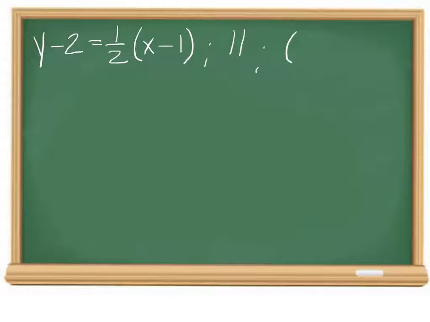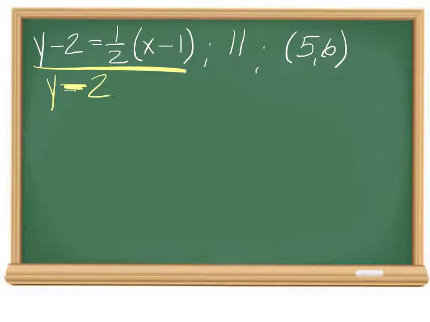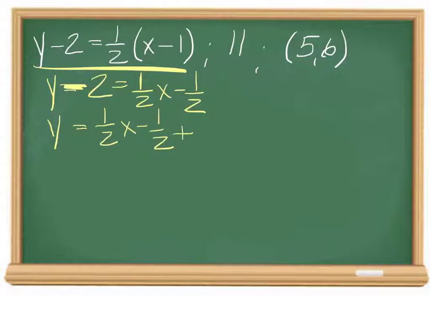Example 2. Y minus 2 equals 1/2 times the quantity x minus 1. We're looking for a parallel line that passes through 5, 6. Convert that equation to y equals mx plus b. Start by multiplying on the right side by 1/2 to get 1/2 x minus 1/2. And move the minus 2 to the right to get plus 2. You must simplify the back end.